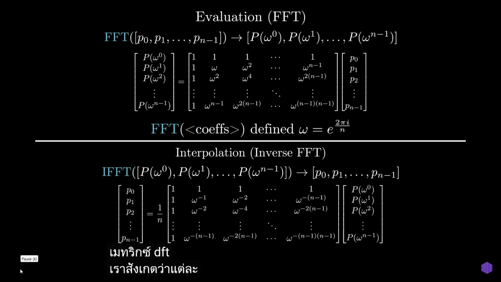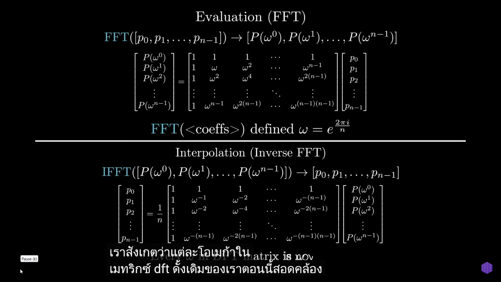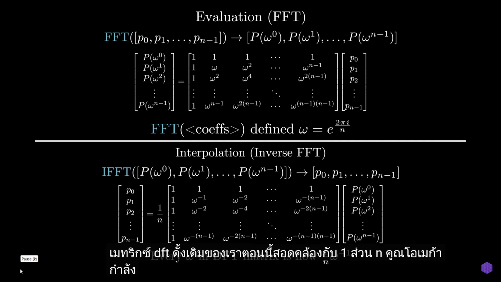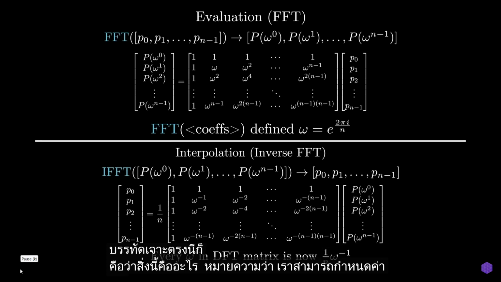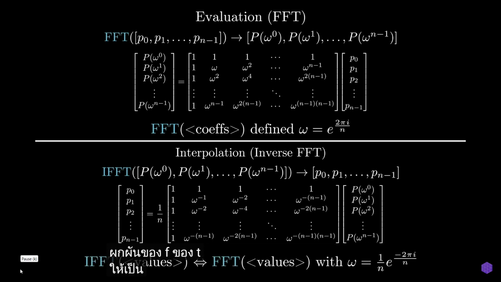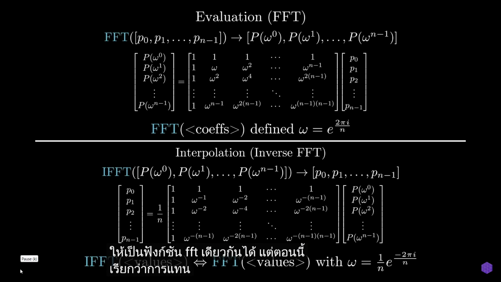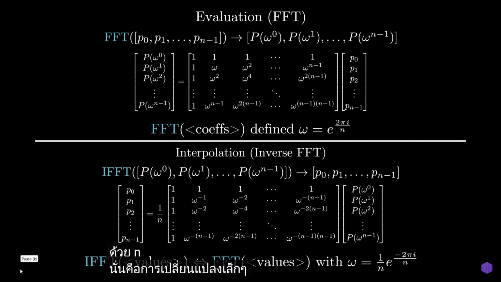We noted that each omega in our original DFT matrix now corresponds to 1 over n times omega to the power of -1. Now, the punchline here is that we can define the inverse FFT as the same FFT function, but now called on the value representation with omega defined as 1 over n times e to the -2 pi i divided by n. That's it. With those small changes, we have an inverse FFT that performs interpolation.